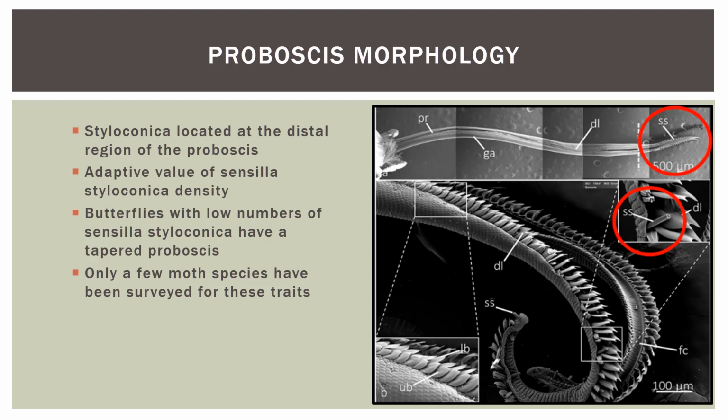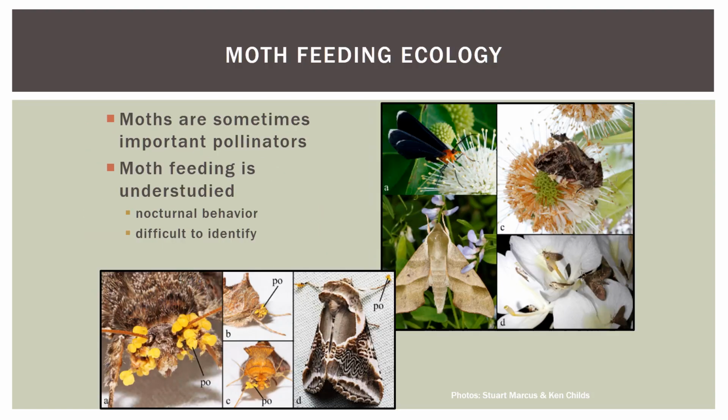And so the question that I've been trying to address with a colleague in Ohio is, if we take a whole bunch of these images of a bunch of different species of moths, do their proboscis structures or lengths or the presence of Sensilla styloconica differ depending on what the moths eat, if they're flower visitors or if they're maybe fruit visitors.